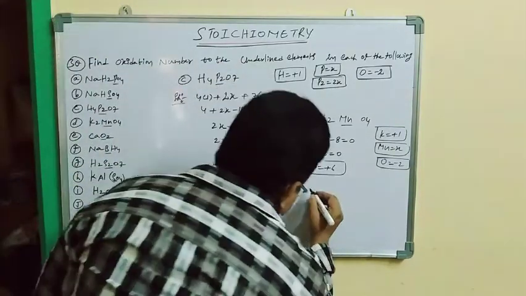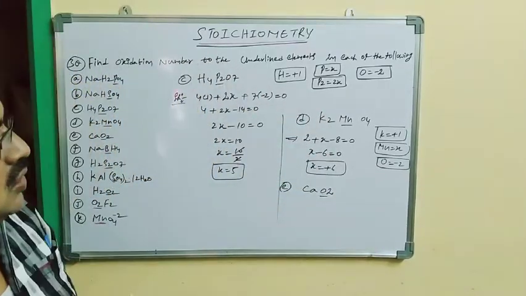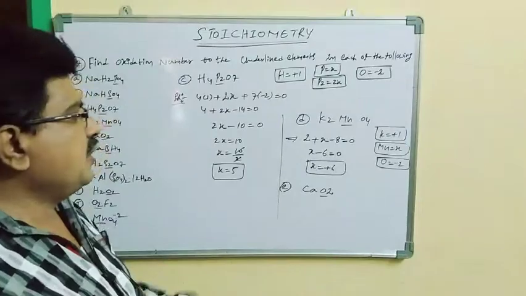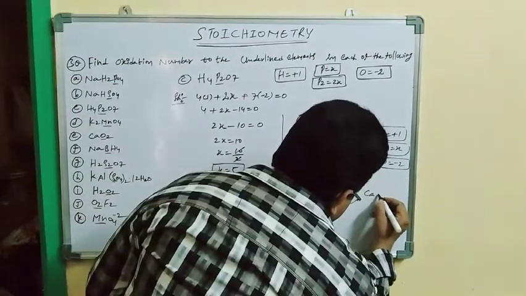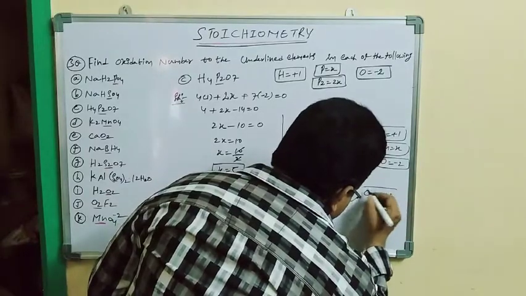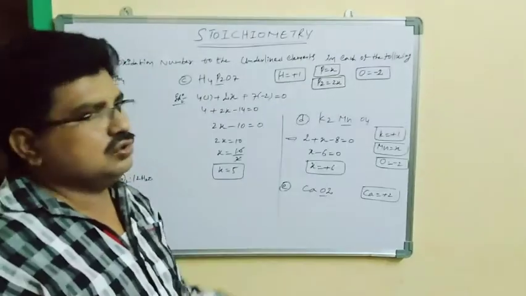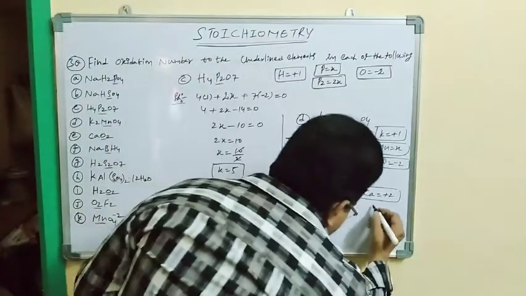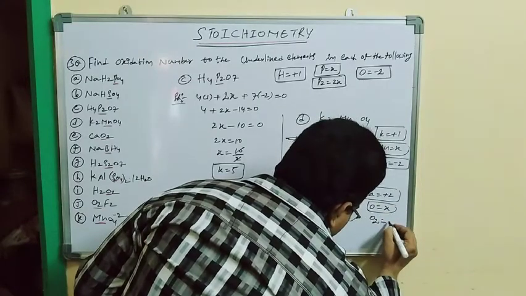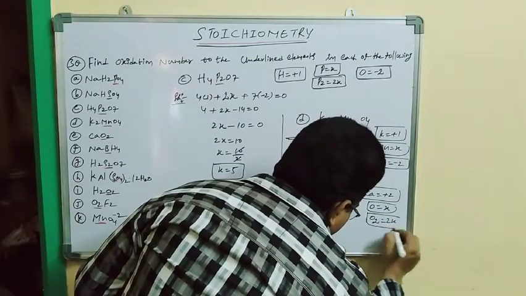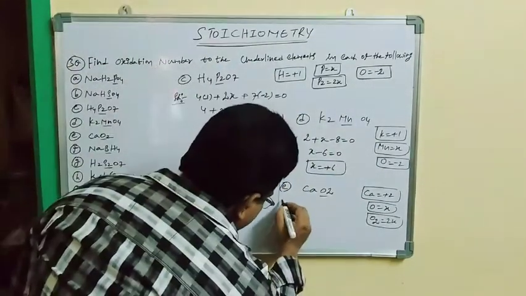CaO2. So we are finding here the oxidation state of oxygen. Calcium is in the second group, so calcium charge is +2. We are finding the oxidation state of oxygen now. So oxygen is equal to X. Here how many oxygens are there? 2x. O2 is given as 2x. Substitute here.